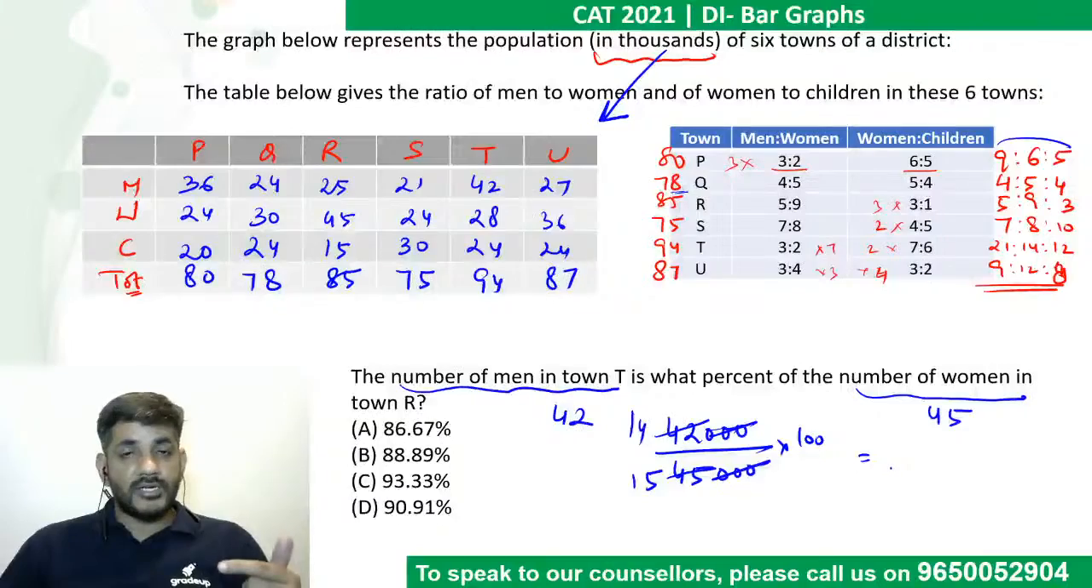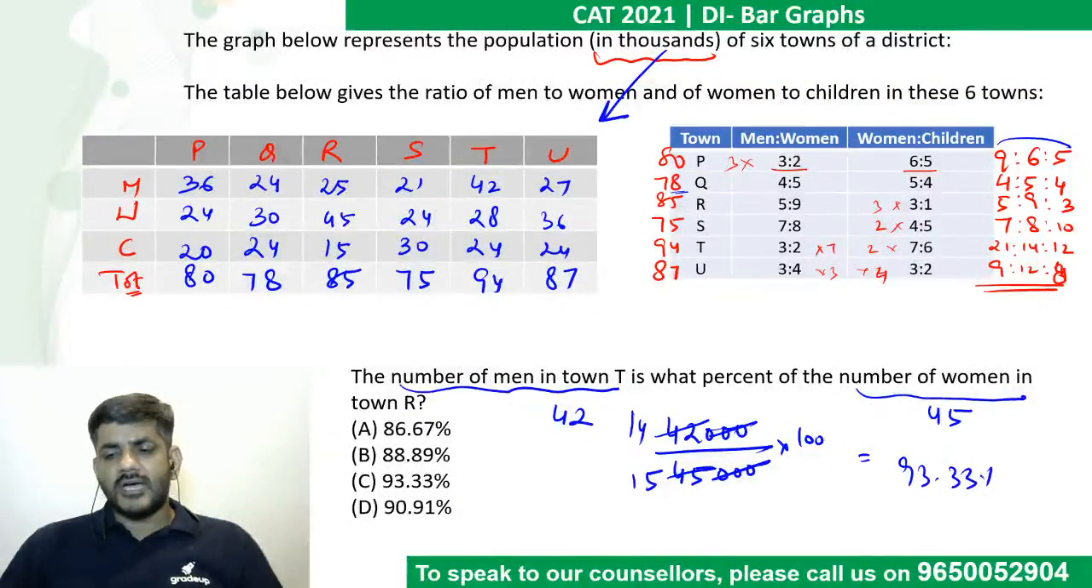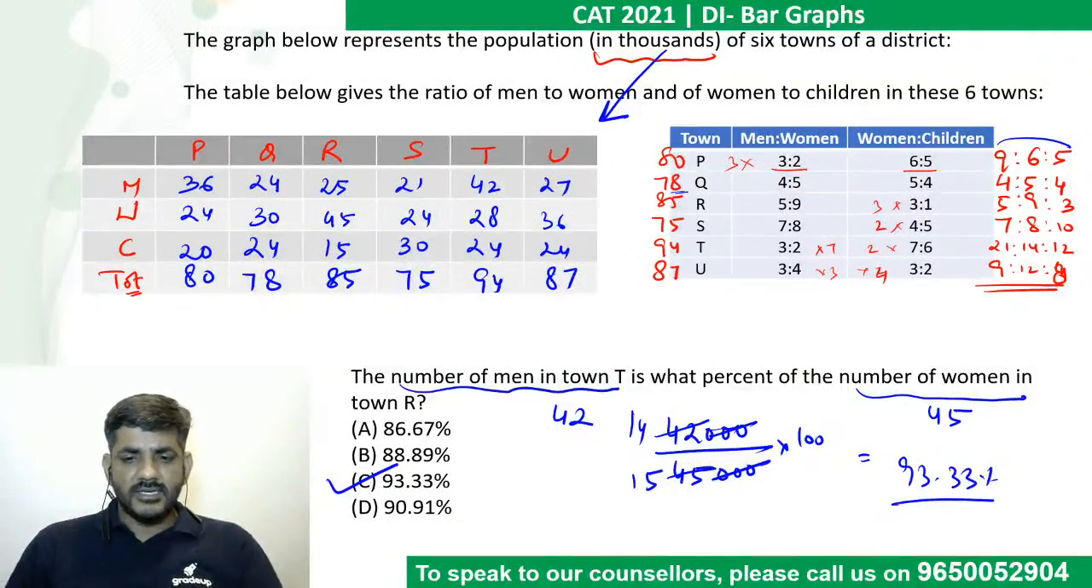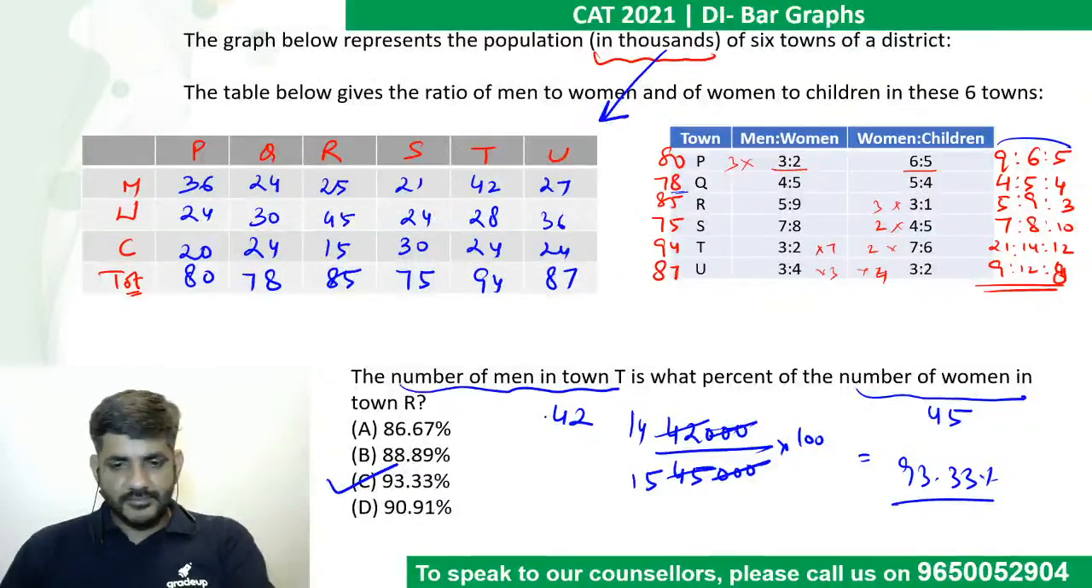Sorry, 6.66. 14 times of that would be 93.33. That is 100 minus 6.66. So 100 minus 6.66, 93.33% is the answer for our first question. I repeat, we got 14 by 15, which is 1 minus 1 by 15. 1 by 15 is 6.66. 1 is 100. 100% I mean. 100% minus 6.66% is the answer.